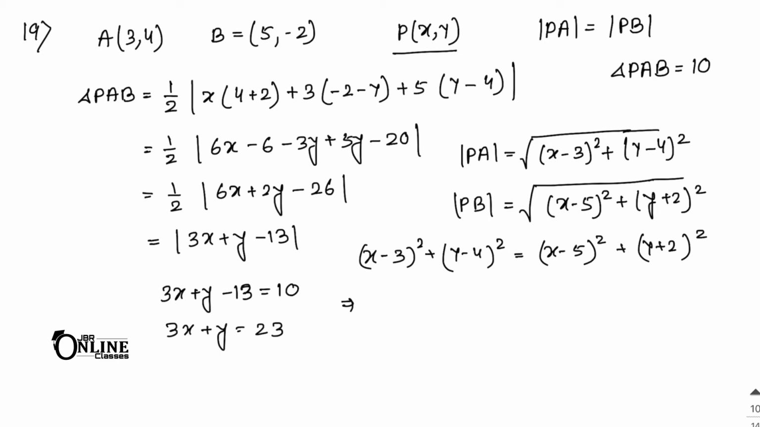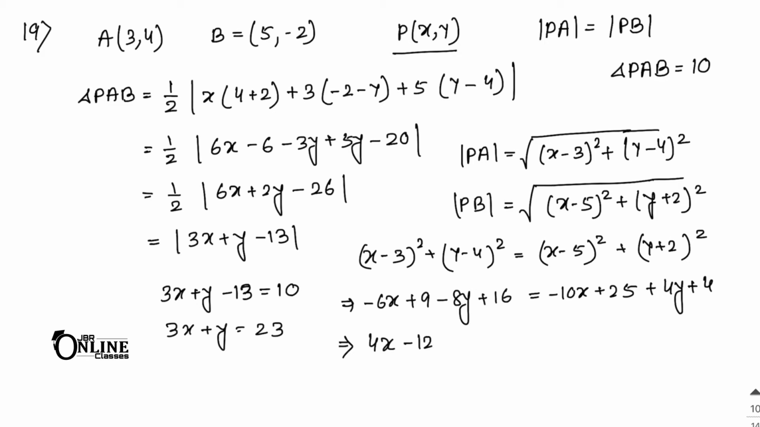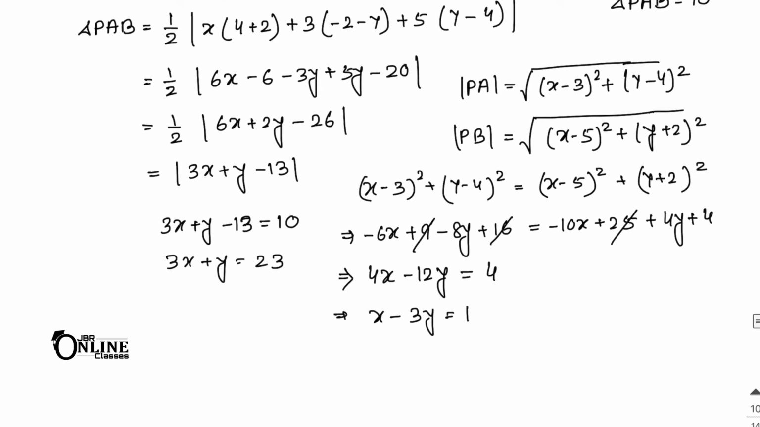So you can write directly minus 6x plus 9, minus 8y plus 16, minus 10x plus 25, and 4y plus 4. X square and y square parts cancel out from both sides. So minus 6x, minus 10x, so it will be 4x. Minus 8y, again minus 4y, then minus 12y. Now 16 plus 9 is 25, so 25 will cancel out, and that equals 4. So x minus 3y equals 1. Okay, x minus 3y equals 1.